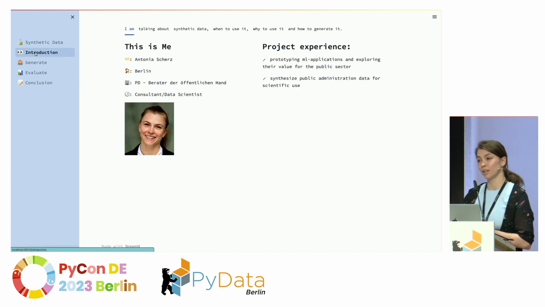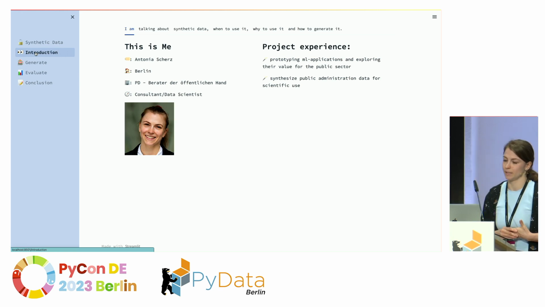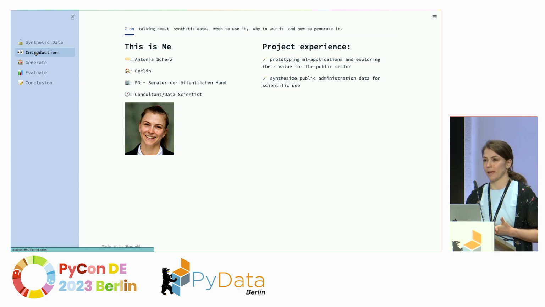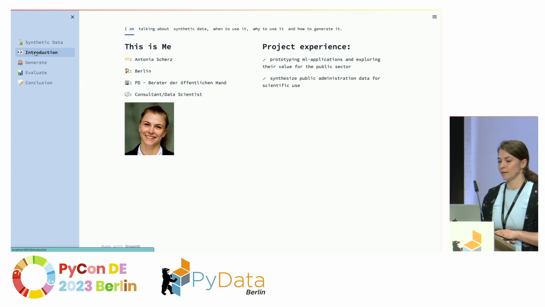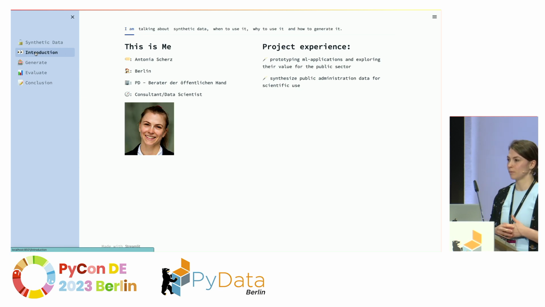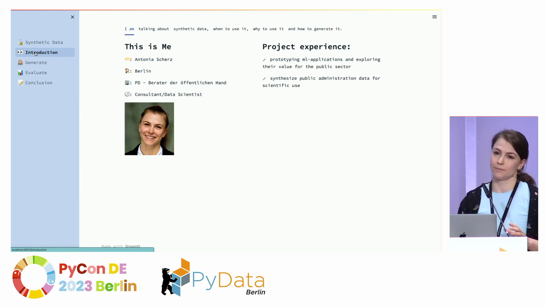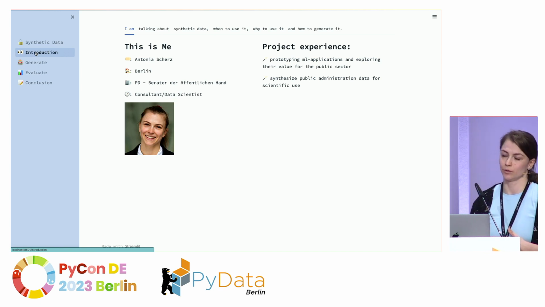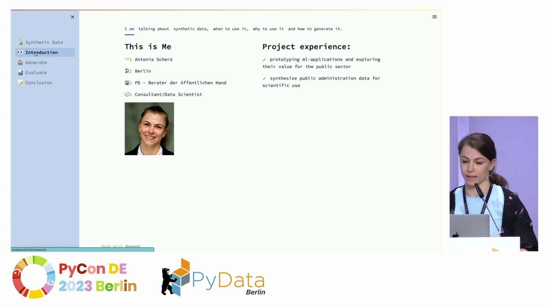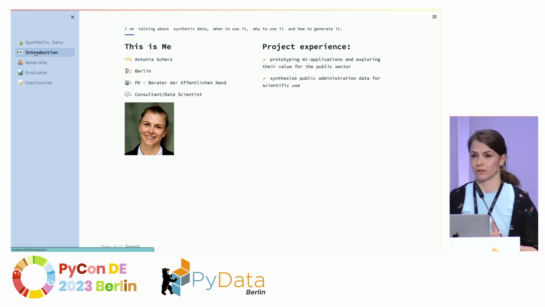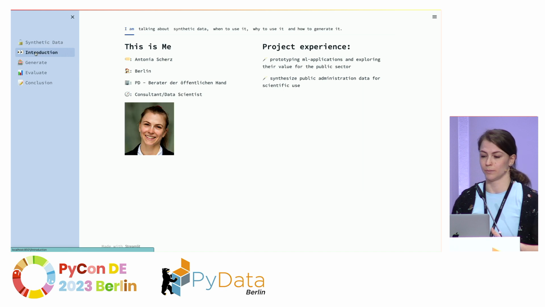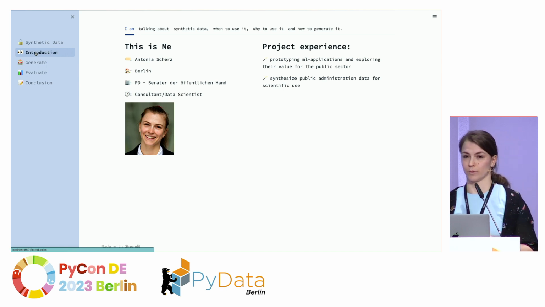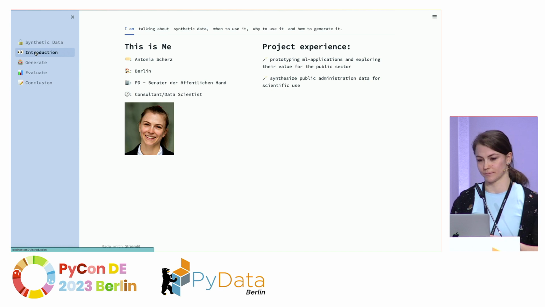So, quick introduction of me. I'm Antonia, based in Berlin, and I'm working at PD Berater der öffentlichen Hand as a consultant and data scientist. Basically, what we do is public sector consultancy. But the team I'm on, in my unit, we're exploring new technologies and how they can be valuable for the public sector or public administration. And a project I've been working on for quite some time is synthesizing public administration data in cooperation with academia and seeing how you can use this.